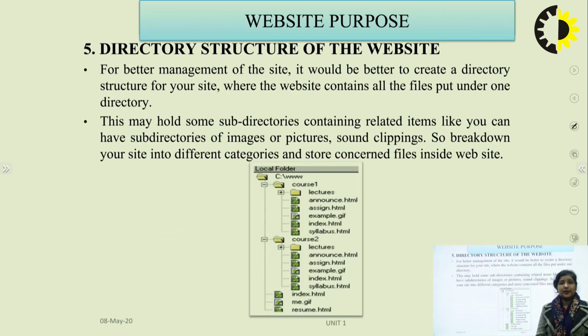Now next comes the directory structure of the website. Directory structure is required for better management of the website. If I want my website to look better, I need to have a proper structure. Like in a computer system, we have directories, we have a root directory. In those directories we make our folders, and in those folders we make our relevant files. This is required so that the particular directory structure can be maintained and we can easily access any type of file at any point of time.